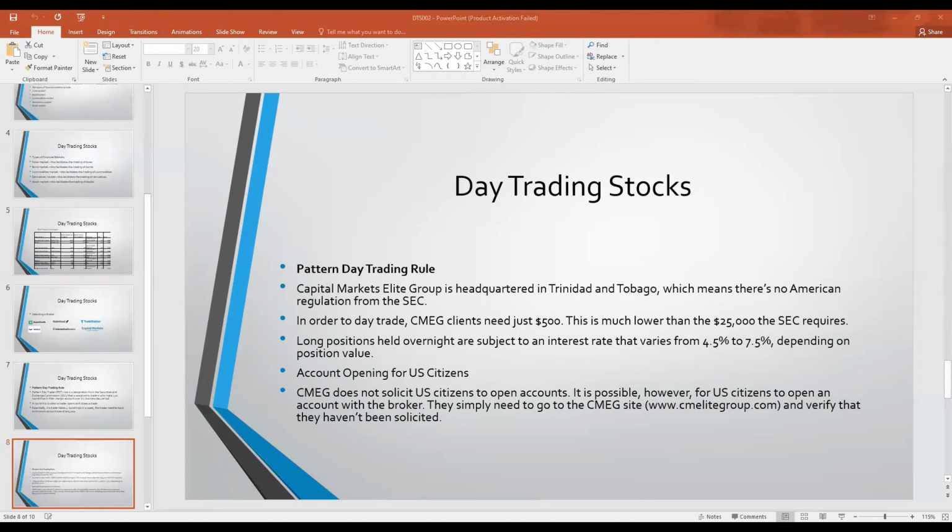I want to emphasize again, I am not advertising or promoting this broker. I am just informing you what you need to know to trade stocks. Can citizens of the US open an account with Capital Markets Elite Group? Yes. However, they have to go on Capital Markets website when they're registering, and they have to say they were not solicited by the broker. This is just a technicality.